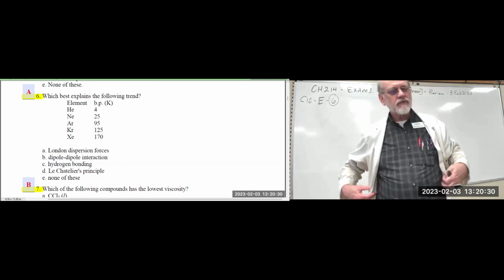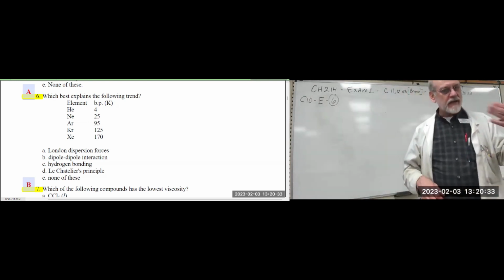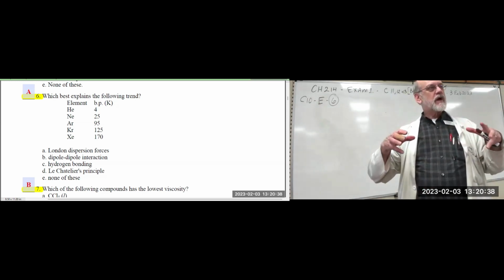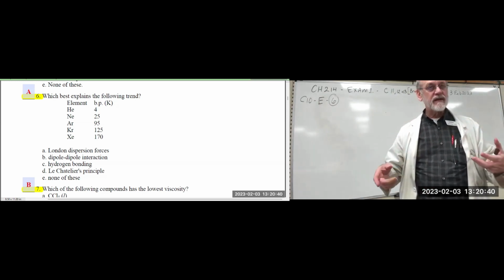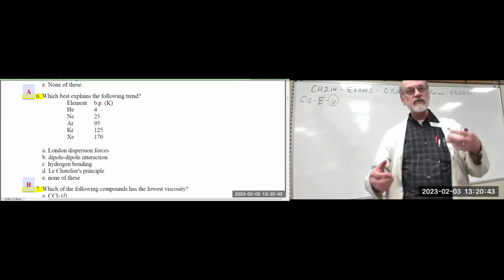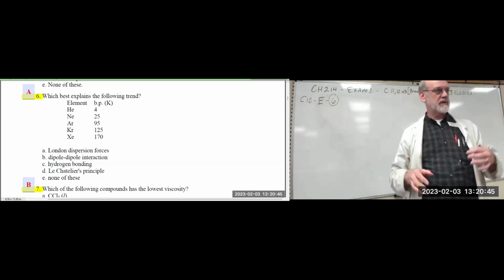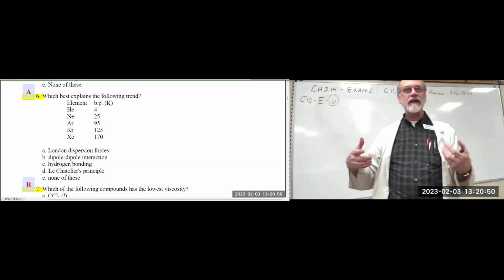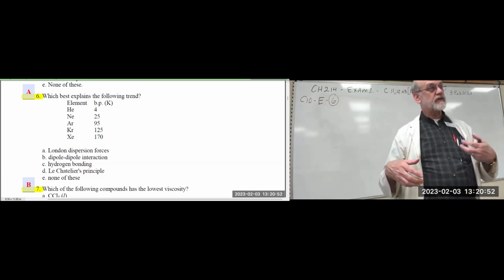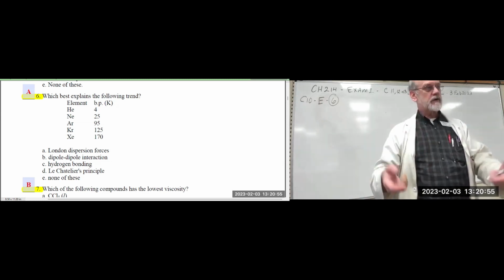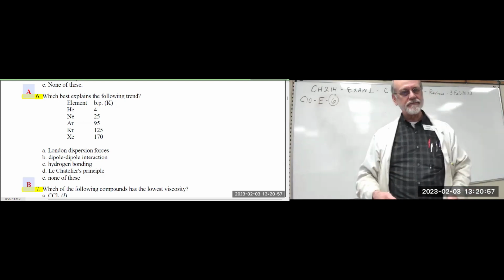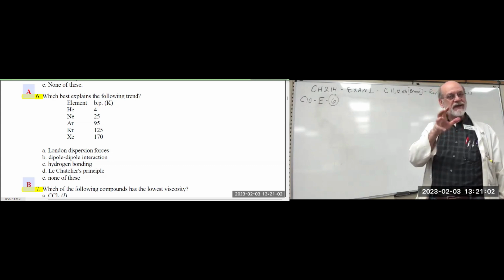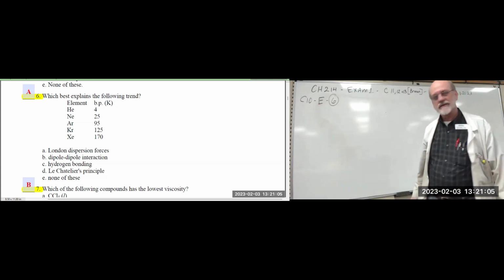And the London dispersion forces explain the increase in boiling point because as the atom gets bigger, you have the opportunity, the probability that electron density will be distributed unevenly around that atom. The bigger the atom, the more room those electrons have, the more likely you are to redistribute their density in such a way as you can induce those London dispersion forces. So A is the answer. London dispersion forces explain this trend.